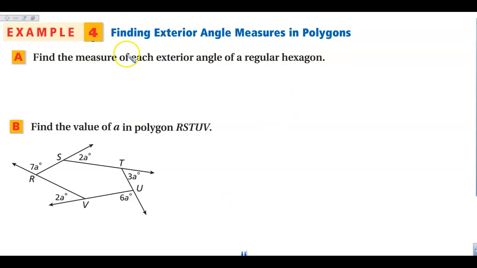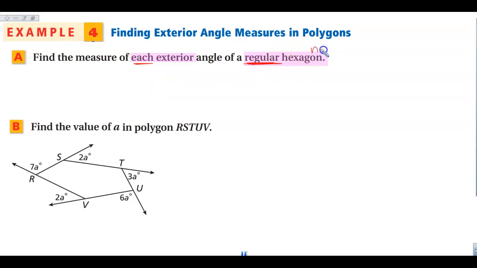Okay, so here we want to find exterior angles in polygons. So again, let's look at our keywords. We're looking at each exterior angle of a regular hexagon. Okay, so again, each and regular are extra keywords here. So we're looking at exterior angles of a regular hexagon.